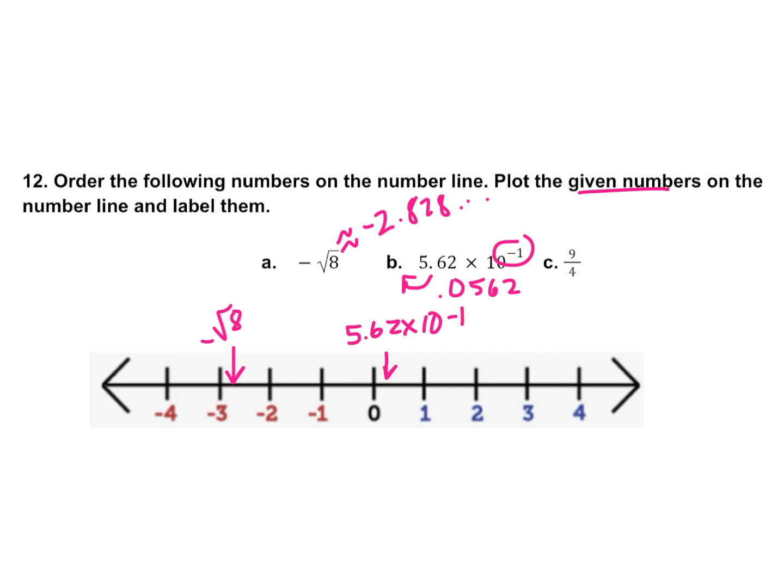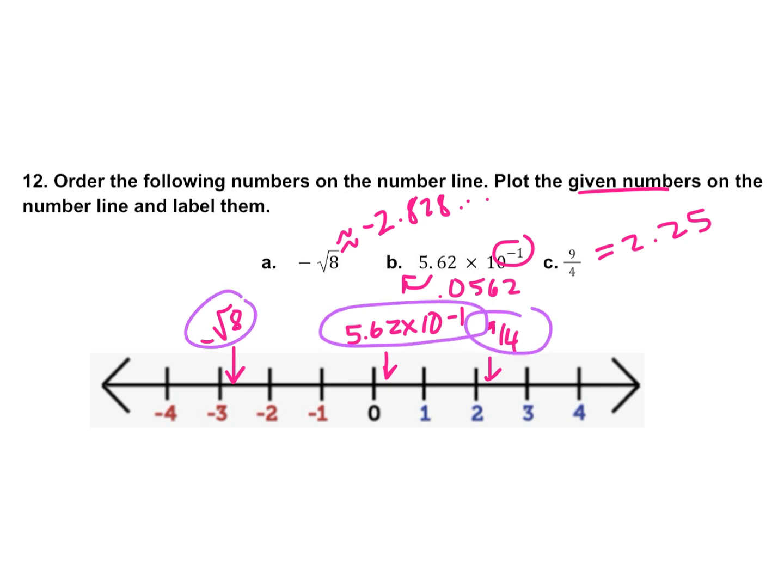And then 9 divided by 4, that's the same one we had before, is 2.25. It's the same thing as 2.25, so that would go right here. 9 over 4. Okay, again, make sure you put the given values on your number line.